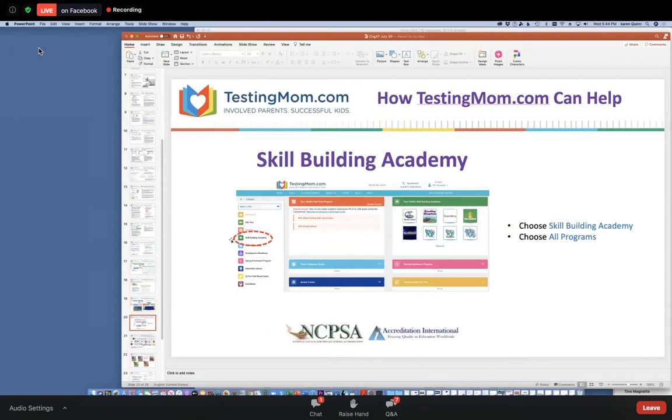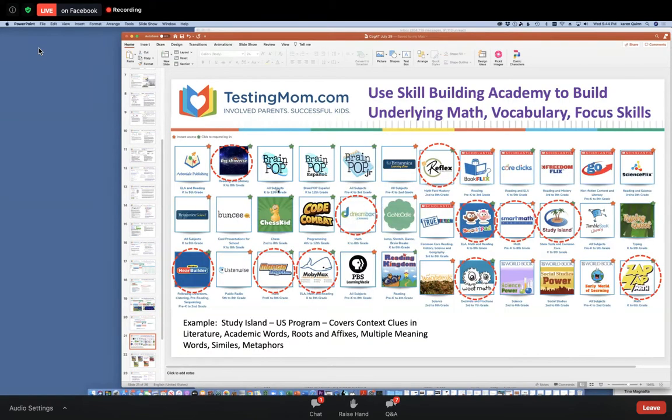And then we have our Skill Building Academy. So this is something that you get as a Testing Mom member. It's free with your membership. So go there. If your child needs help with math, I'm just pointing out, these are all some of the math: Reflex Math, Dreambox Math, Smart Math, ScootPad, and Study Island all have math. Loop Math, there's lots of math here. So if you want your child to work on their math skills, they can.